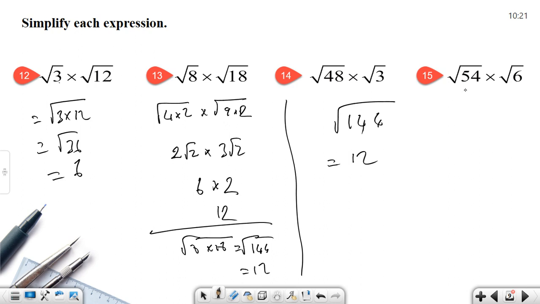So I will use the other method. 54 is equal to 9 times 6. Sorry, I will use the second method. Square root of 9 multiplied by square root of 6 multiplied by square root of 6. Square root of 9 is 3. Square root of 6 multiplied by square root of 6 is 6. 3 times 6, 18. So that's the end of that part.